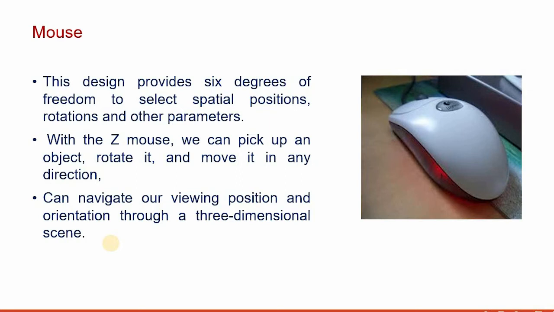The Z mouse design provides 6 degrees of freedom to select spatial positions, rotation and other parameters. With the Z mouse, we can pick up an object, rotate it and move it in any direction, including the Z direction. We can also navigate our viewing position and orientation through a three-dimensional scene, a three-dimensional image.